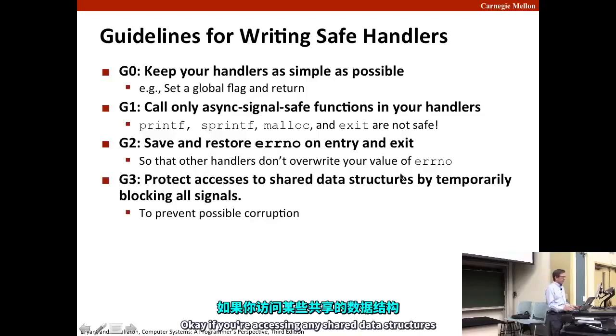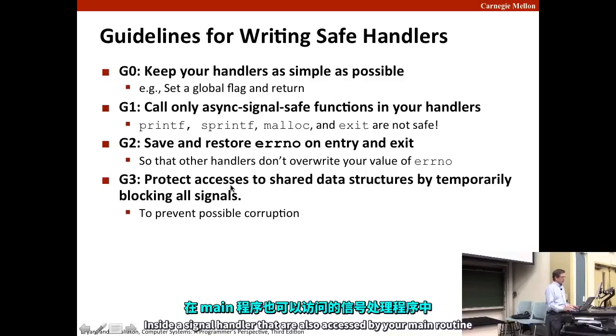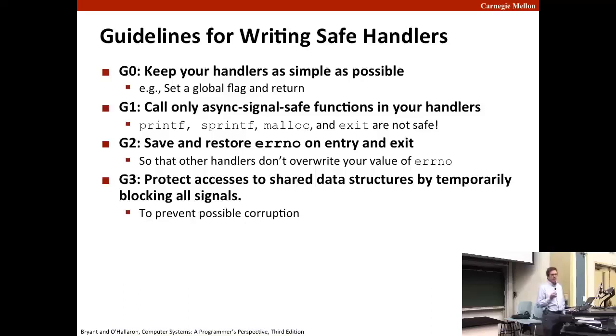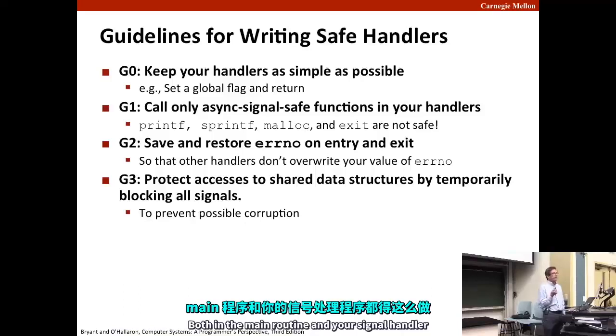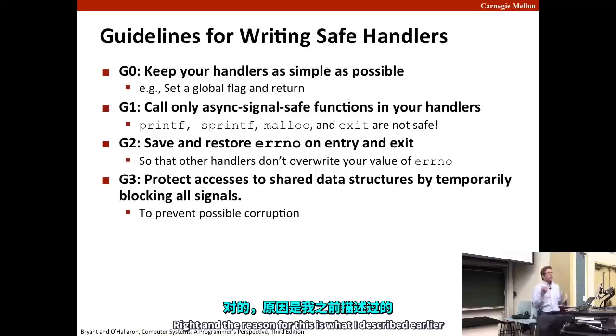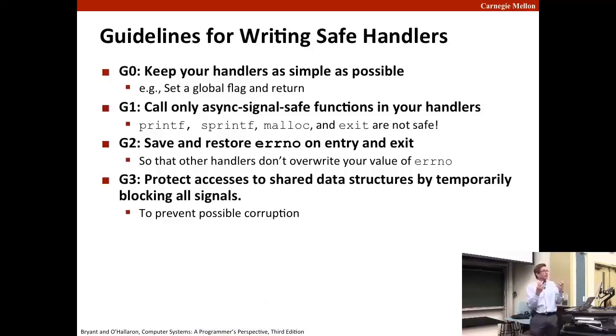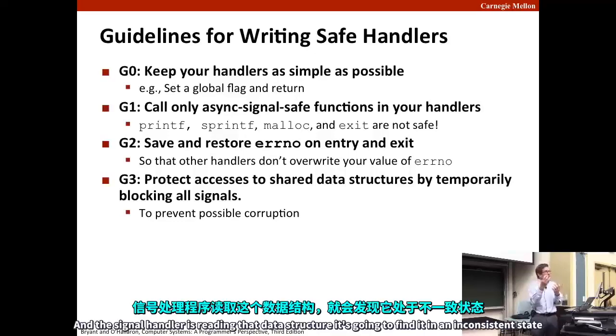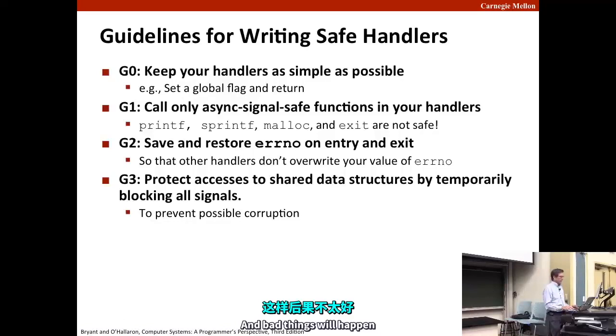Okay, if you're accessing any shared data structures inside a signal handler that are also accessed by your main routine, then you need to temporarily block signals while you access that data structure, both in the main routine and your signal handler. Right? And the reason for this is what I described earlier. If your main routine is updating that global data structure and then it gets interrupted and the signal handler is reading that data structure, it's going to find it in an inconsistent state and bad things will happen.